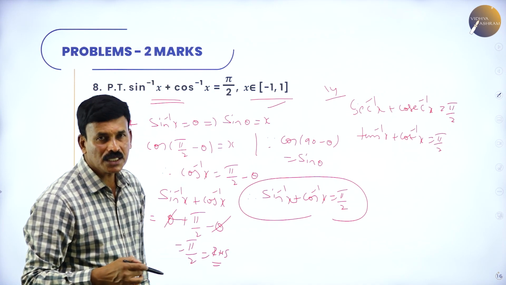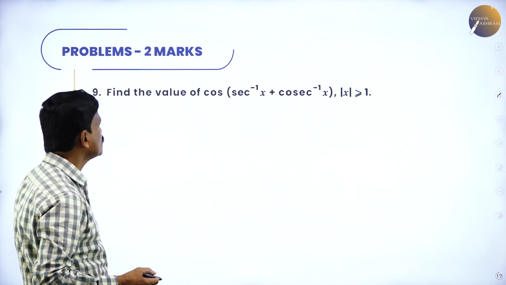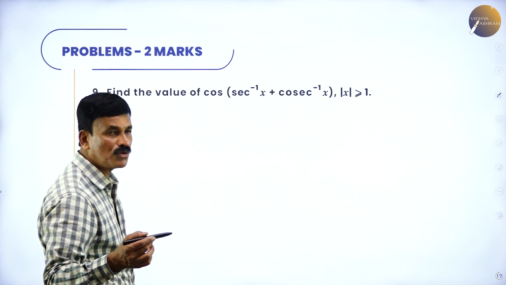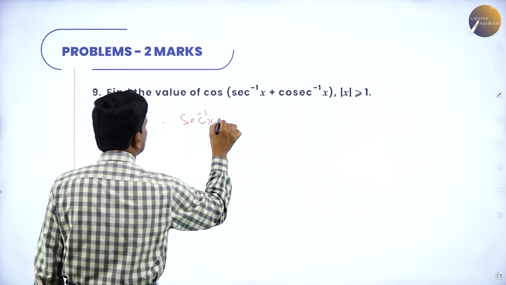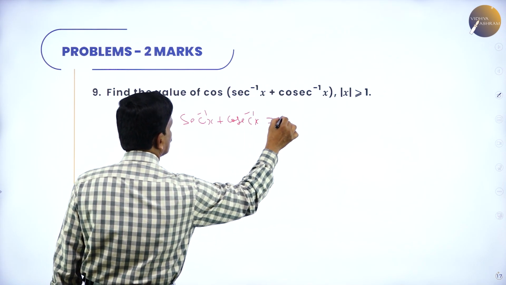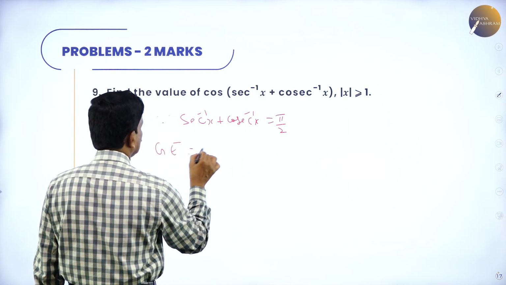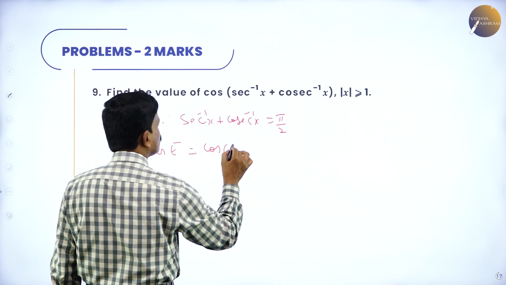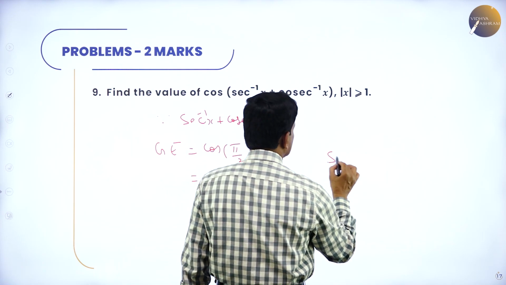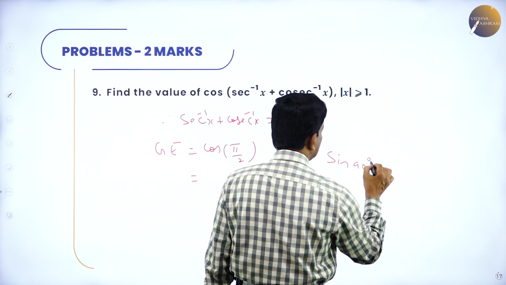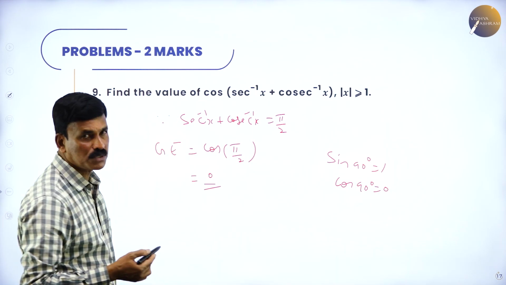Now, based on this, let us take a problem based on the properties. Find the value of cos of secant inverse x plus cosecant inverse x, where mod x is greater than or equal to 1. Since we know this, what is secant inverse x plus cosecant inverse x? This is always equal to pi by 2. The given expression is cos of pi by 2, that is cos 90. What is cos 90? Sin 90 is 1. Cos 90 is equal to 0. So this is equal to 0. So you may expect this for 1 mark.